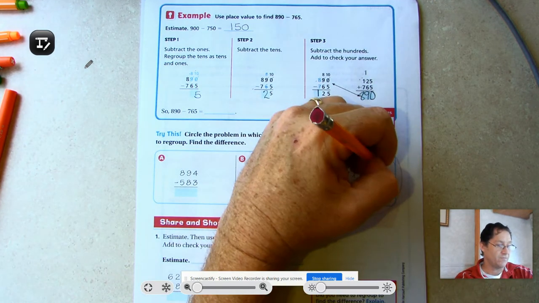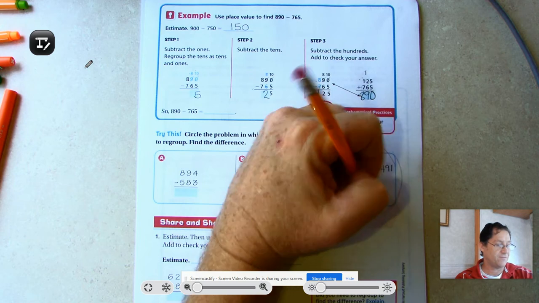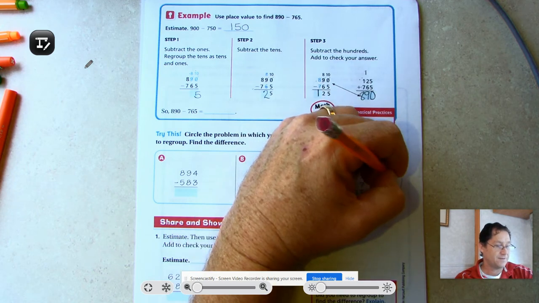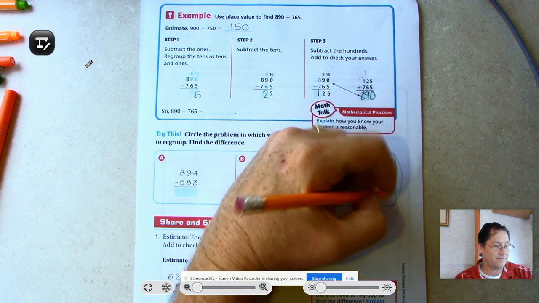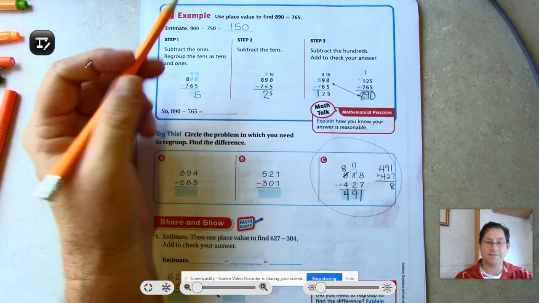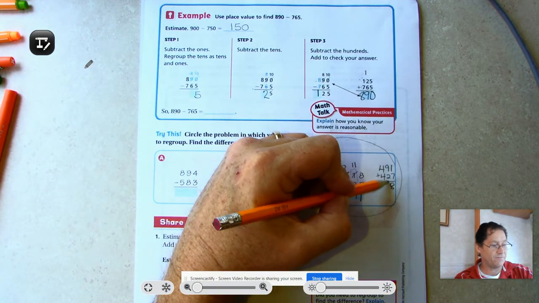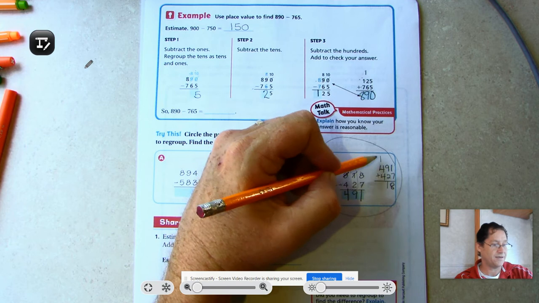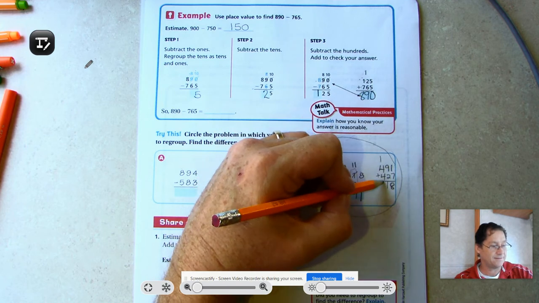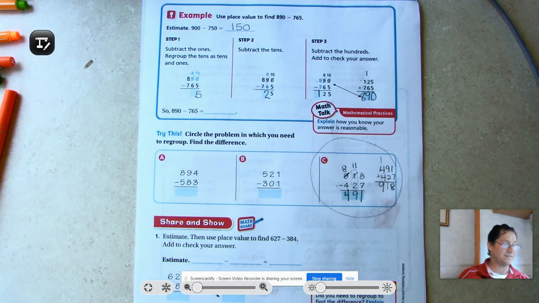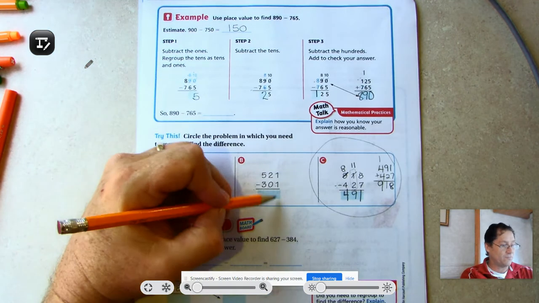491. We want to check our answer. We take 491. We add the 427. 7 and 1 is 8. 9 and 2 is 11. Regroup the 11 tens as 100 and 10. And 4 and 4 plus 1 more is 9. So 918.